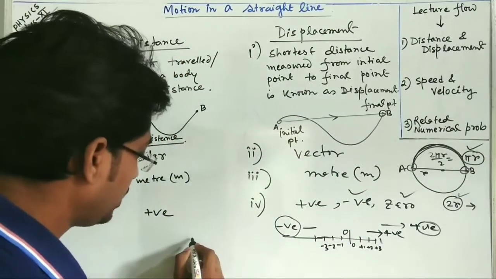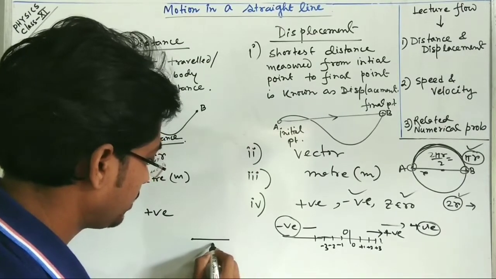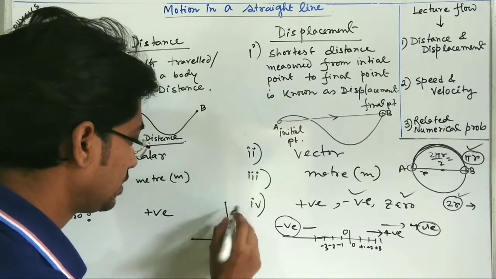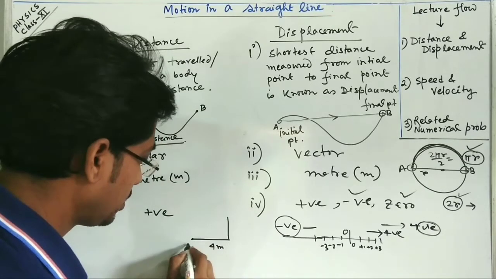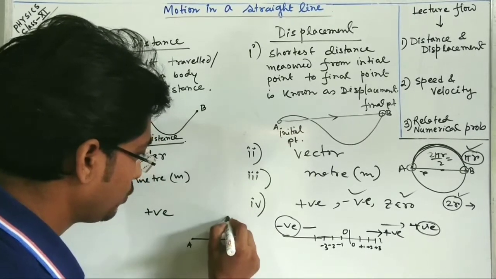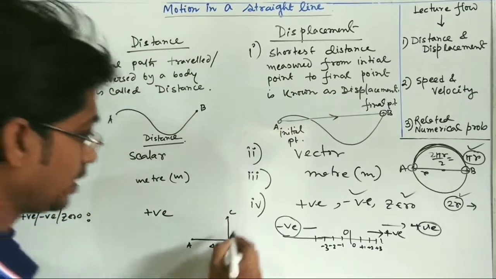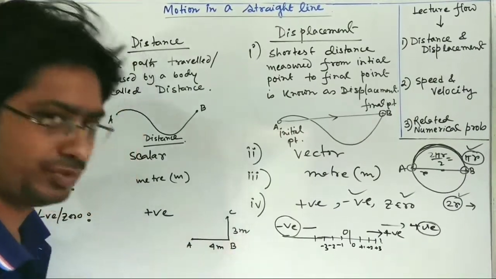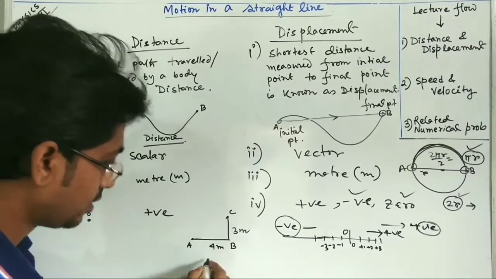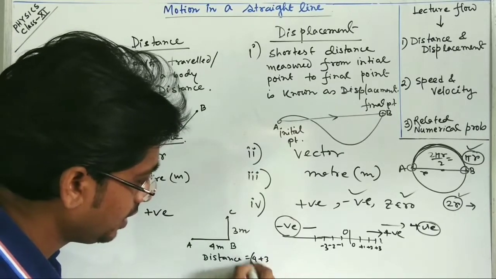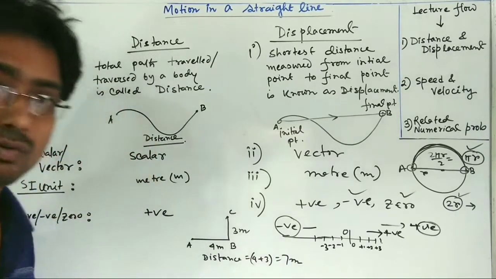Suppose a body started a journey from A, that is 4 meters, and is going to point C via B, and BC is 3 meters. Then what will be the total distance here? Total distance will be 4 plus 3 equals 7 meters. Then what will be the displacement?